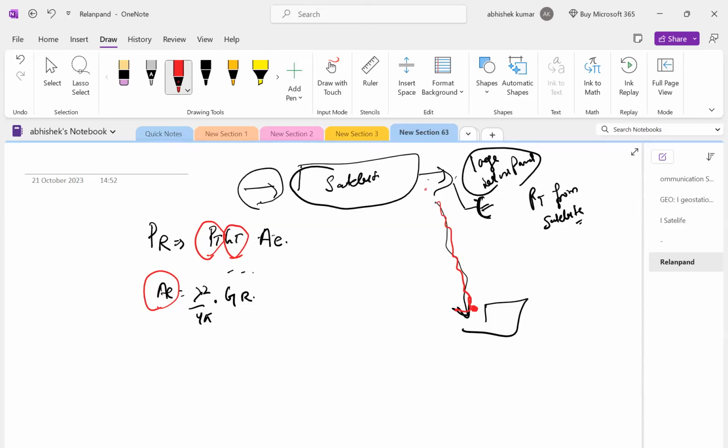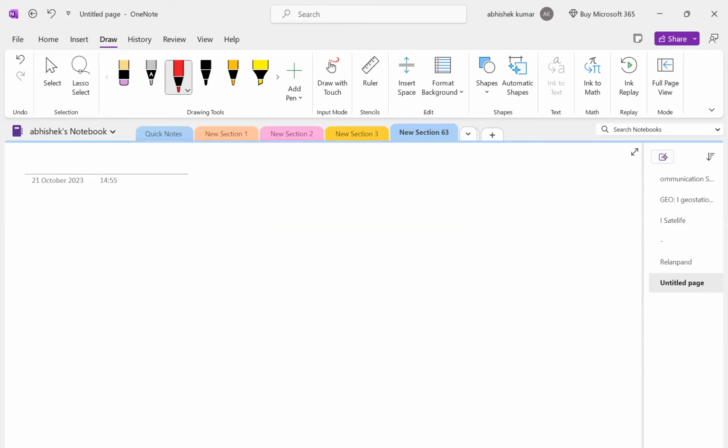We can also go for devices that have lesser noise. So these three or four things are the parameters to increase the signal to noise ratio.